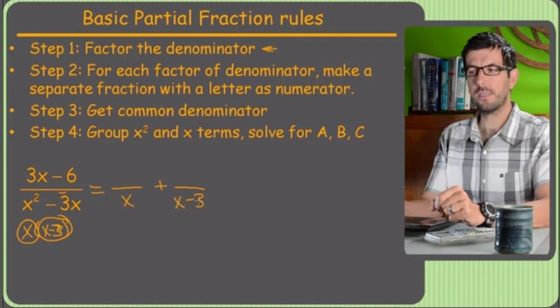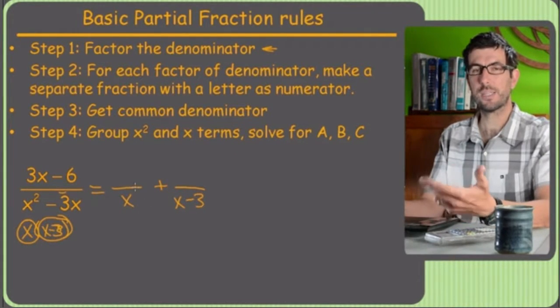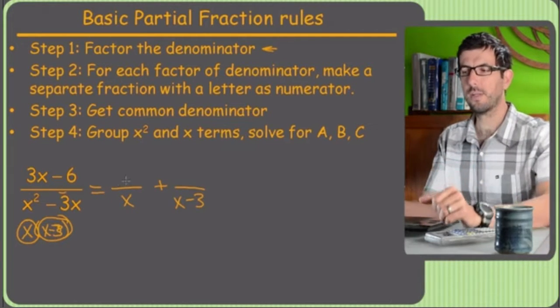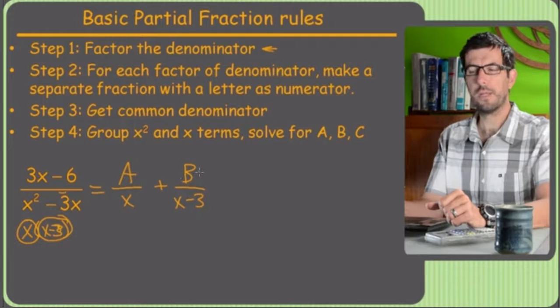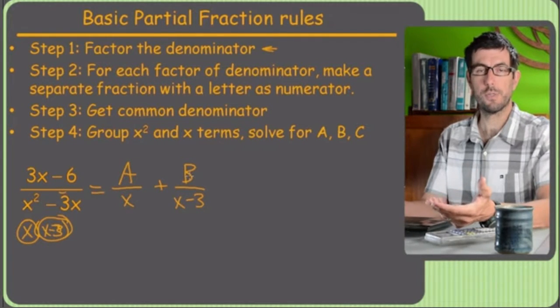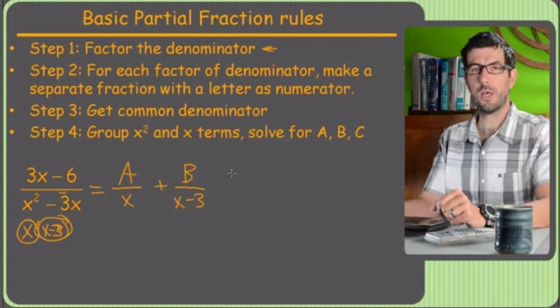And then because each of these denominators only has an x in it, there's no x squareds, there's no squares around any parentheses or anything, we're just going to slap an A and a B up there. A and B are just a couple of numbers. They're going to be integers that we're solving for. Well, hopefully integers. A lot of times there's fractions, but they're just the numbers we're solving for.